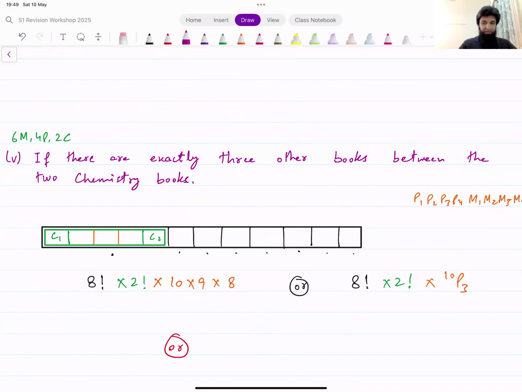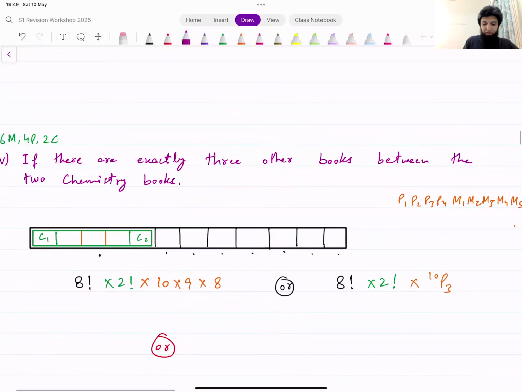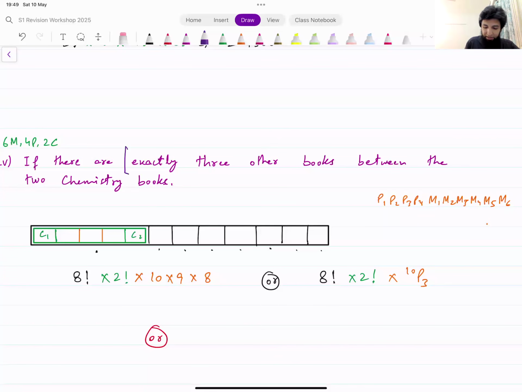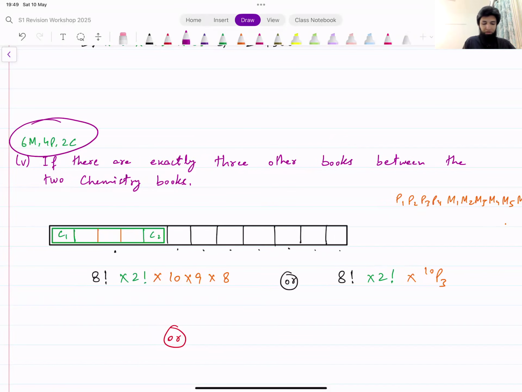Now, this is a case that is coming again and again in the recent papers. I'll slow down a little on this. You need to make sure that you understand this well. So the condition is that there are exactly 3 other books between the 2 chemistry books. That's the condition. So we've got 6 math books, 4 physics books, 2 chemistry books. They're saying there should be exactly 3 other books. They could be any of them. 3 other books between the 2 chemistry books. In how many ways can we have this arrangement that satisfies this condition?